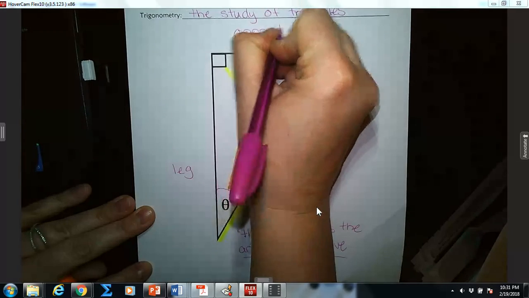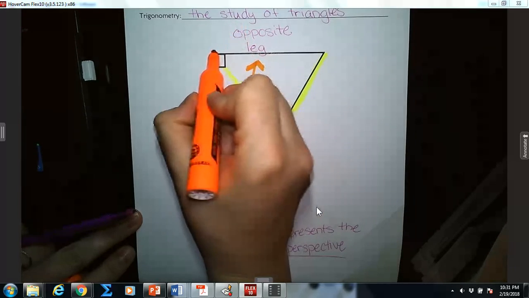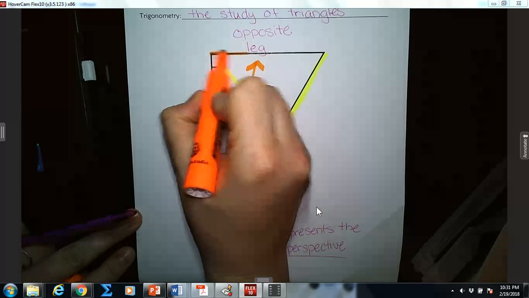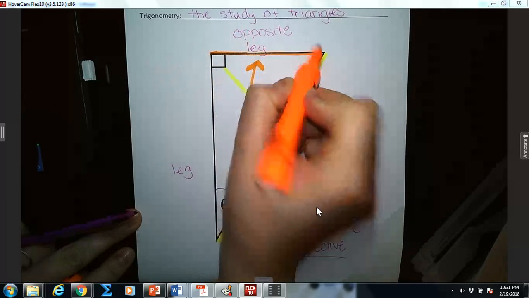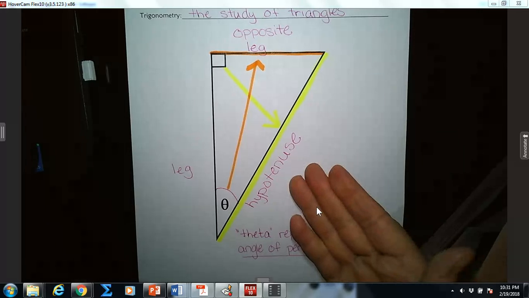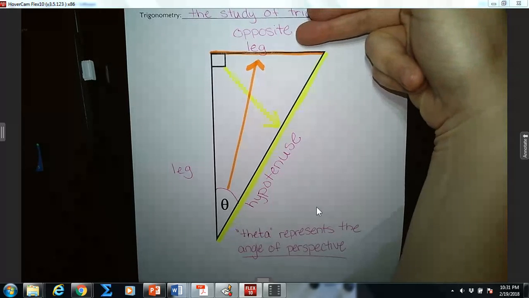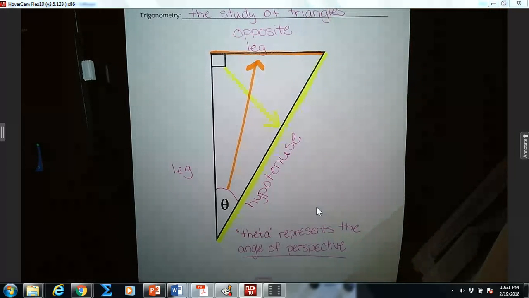So we call this the opposite leg. Yes, it is a leg, but it is now called the opposite leg because it is opposite, all the way across from the angle of perspective. So we've got the hypotenuse that's across from the 90-degree angle, and we've got the opposite leg, which is across from the angle of perspective.